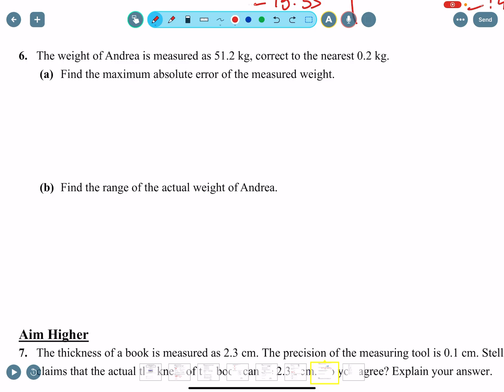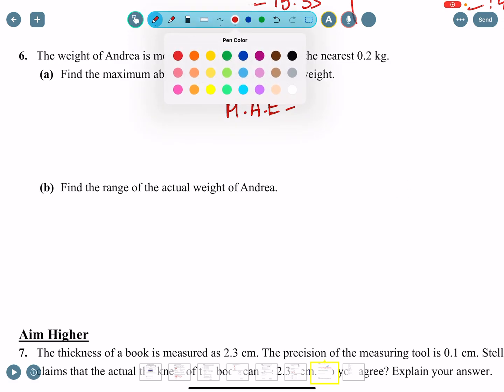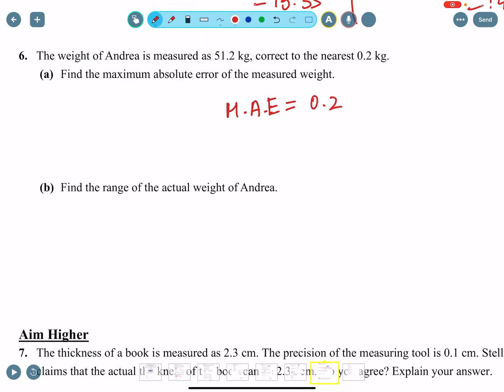So for example, A, you want to find the maximum absolute error, MAE. I'm so lazy now. Find the interval. How do they round it off? It's 0.2 here. So the interval is 0.2 kg each time. Each line on the scale is 0.2 kg. Times half of it will be 0.1 kg. So this is the maximum error that you can have. Now the weight measured is 51.2 kg. Find the range of the actual weight.